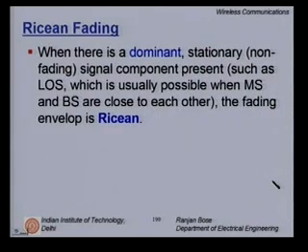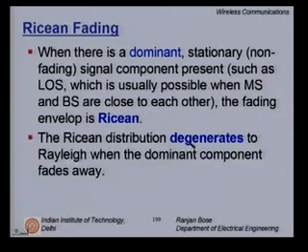When there is actually a dominant stationary signal component present, such as a line of sight or a very strong reflection, which is usually possible when the mobile station and base stations are close to each other, then the fading envelope is not Rayleigh but Rician. The Rician distribution degenerates to the Rayleigh when the dominant component fades away.